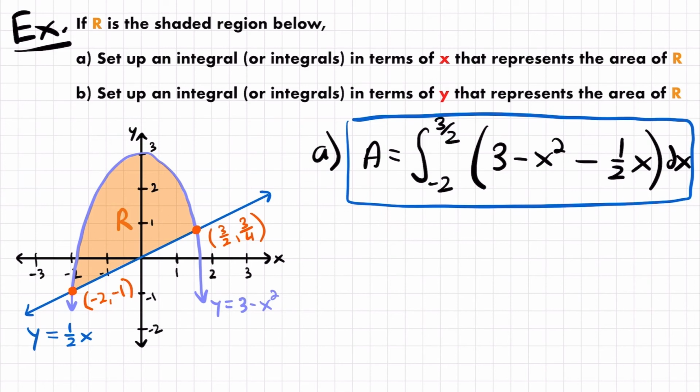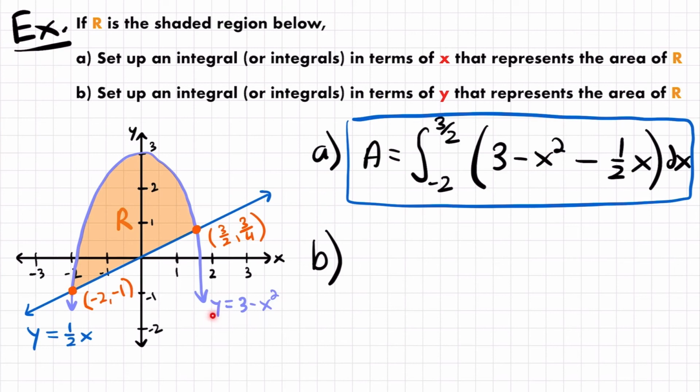But now let's work on part B. Let's set up a definite integral in terms of y, or multiple integrals, that represents the area of this region. And so if we're going to work in terms of y, we first need to get both of our functions in terms of y as well, right? Currently, they are both in terms of x because we have y equals and then some expression that is in terms of x. And so what we need to do is solve for x in both of these equations, and then that way they will be in terms of y.